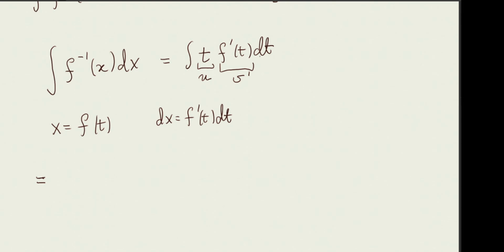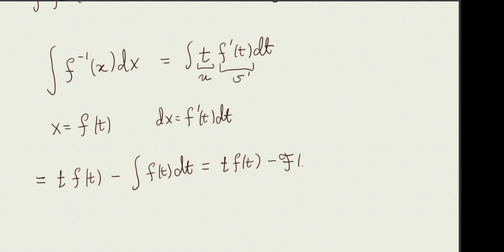And so let's see. It's going to be uv. Of course u is t, and if this is v prime, then v is going to be f of t. So it's going to be t f of t, and then minus the integral of u prime, which is 1, as we said, times v, and v is f of t dt. And now here's the nice thing, because we assume that we know capital F, the antiderivative of f. So this becomes t f of t minus capital F of t, and of course, not to forget, plus a constant.